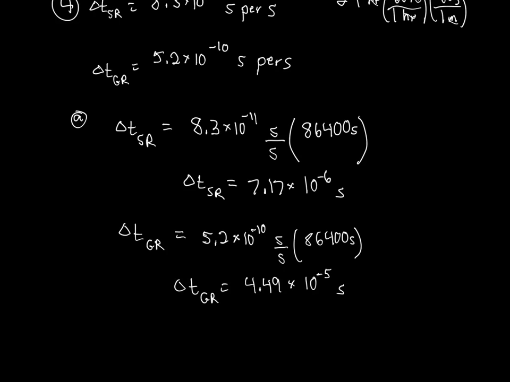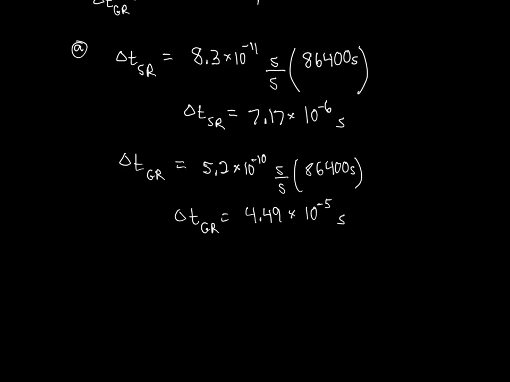General relativity? I disagree. 7.17 is bigger than 4.49. Exponents. Yeah. Minus 5 is bigger than minus 6. So general relativity is a bigger effect. So that's the bigger effect on these things. You all got it right. Yay.